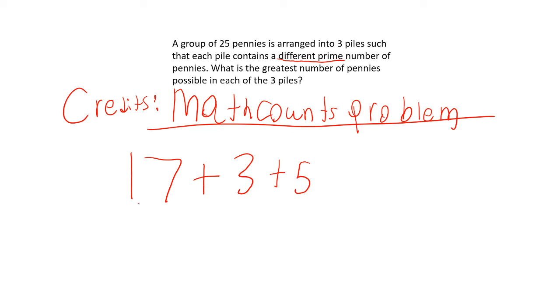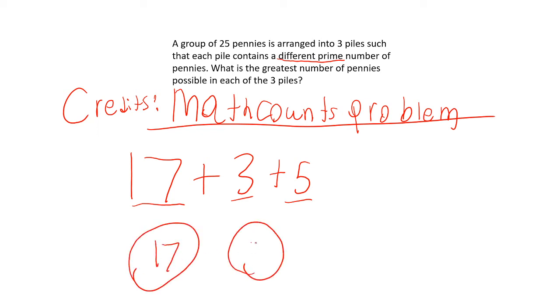We see a possible case. We have 17, we have 3, and we have 5. All are different primes, and they sum to 25. So we can have a group of 17, a group of 3, and a group of 5. And these make up the 25 pennies, and each of them is prime, and they're different.